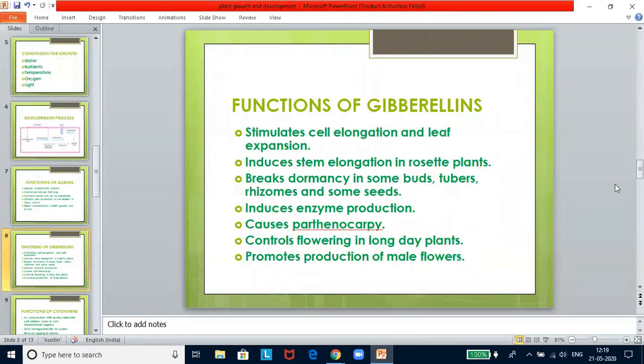The most striking effect of gibberellins is the elongation of genetically dwarf, that is mutant, varieties of plants such as corn and pea. Application of gibberellins to normal plants does not induce marked elongation. It is believed that certain types of dwarfness are due to gibberellin deficiency. Gibberellins can also induce stem elongation in rosette plants. Rosette plants are those which are short and where the leaves have become bushy. That is what we call the rosette.